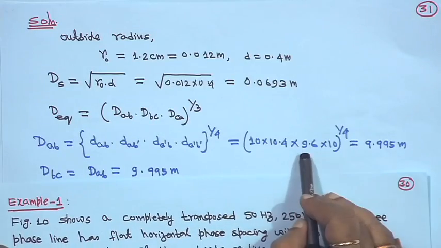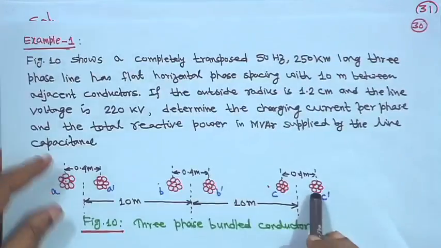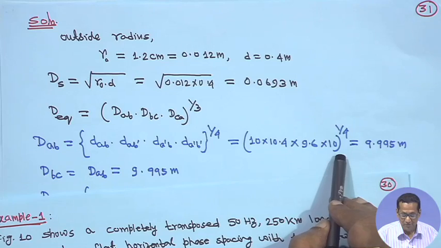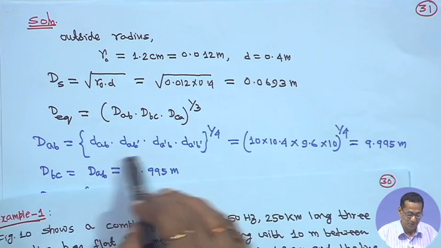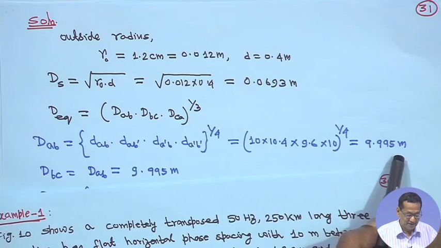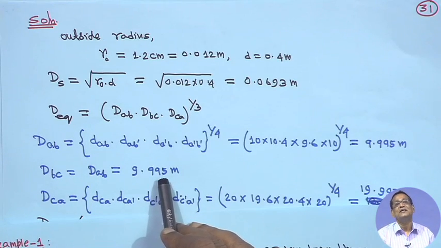That is why dA dash b is equal to 9.6, and again dA dash b dash, again the same thing, is 10 meter. So, it is to the power 1/4 because 4 distances are there. It is equal to 9.995 meter, and dBc is equal to dAb, which is equal to 9.995 meter.